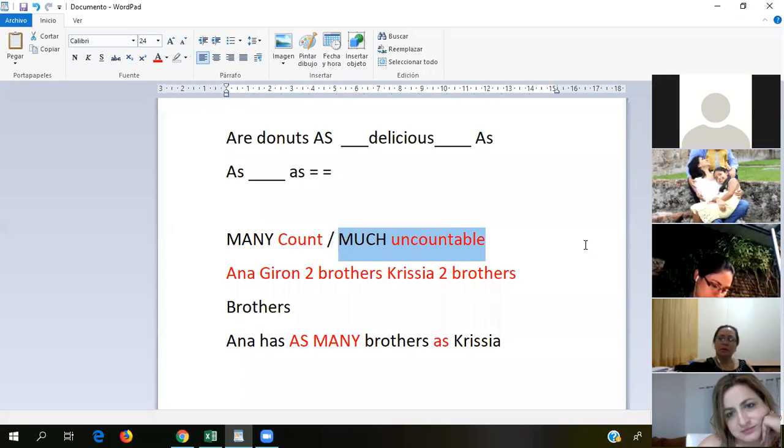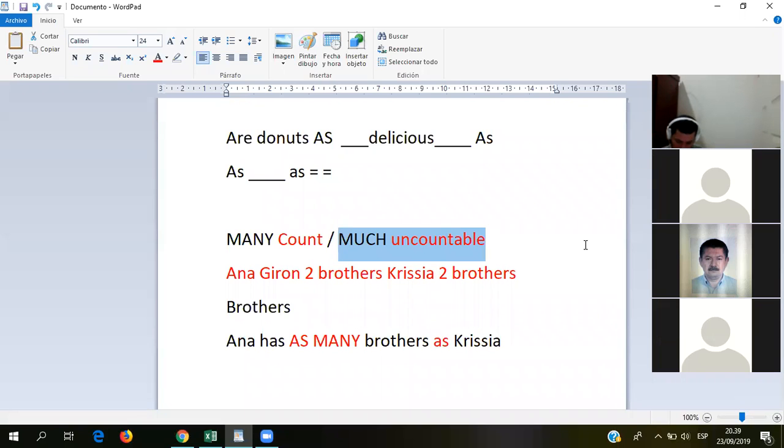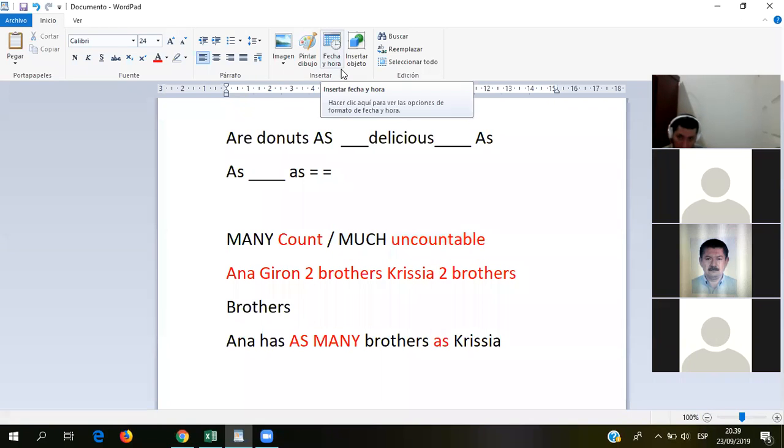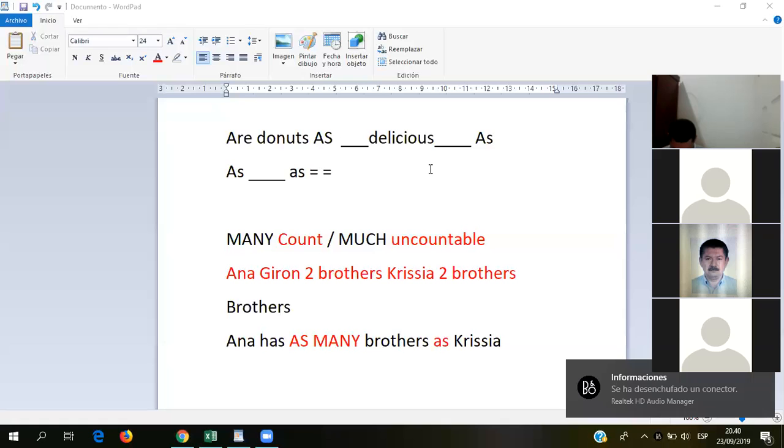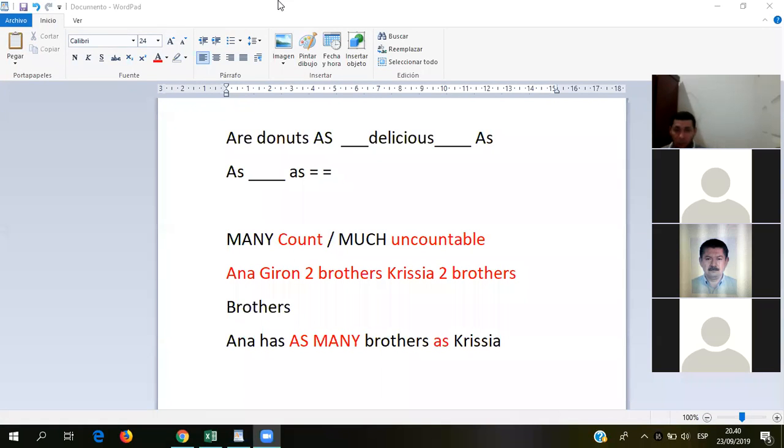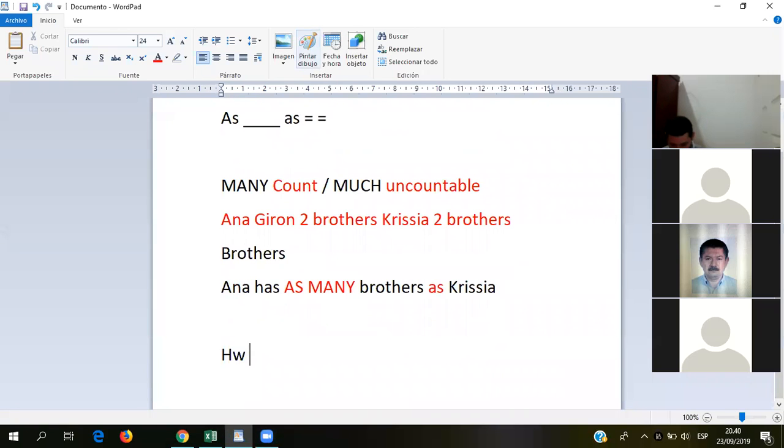Teacher. Teacher, I can hear you. For me, both are two brothers. Yes. And if you want two brothers, Chris has two brothers. Yes. I can say only Anna has as brother as Patricia. Sí, no, no poner many. No many. For me, Anna has as brother. The same, igual.